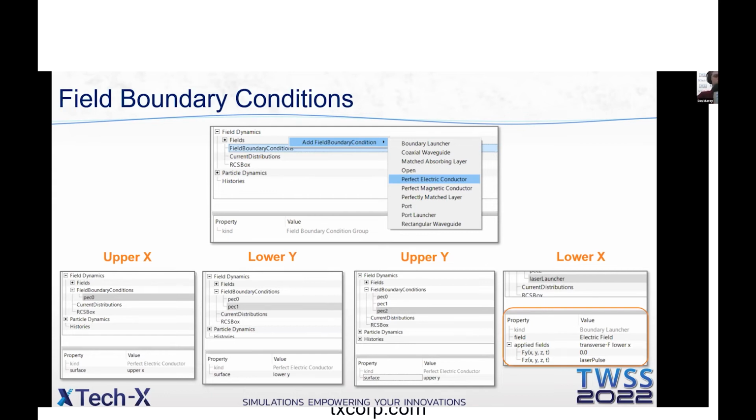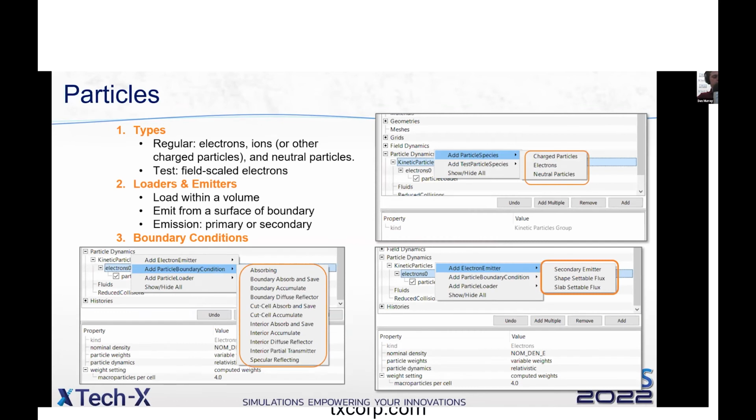Following field boundary conditions and fields are the particles themselves. This option only turns on if in basic settings you turned on particles. Within the particle dynamics and kinetic particles, if you want to add a particle species, as with many of these things, you right-click on it and then choose what exactly it is that you wish to add. In the case of VSim, we have neutral particles, charged particles, and electrons. For their emitters, we have secondary emitters, as well as 2 different types of emitters for shape and slab fluxes.